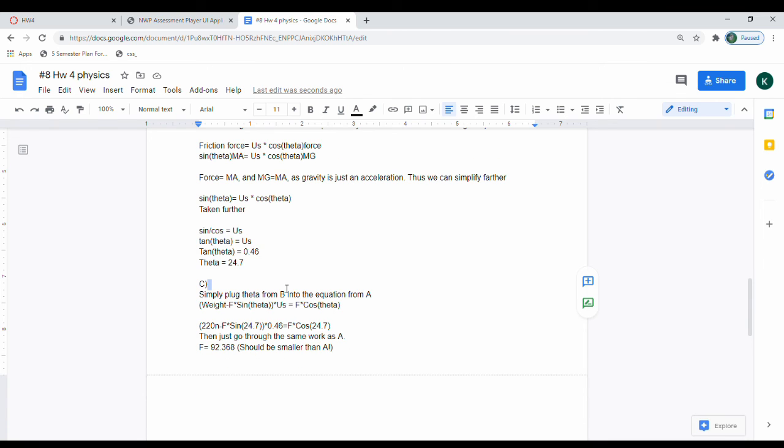Now for C. Luckily C is pretty easy. You just find the theta that you got from B and plug it into the same equation from A, except just plug in the new theta. You should work it out, and you should get a number that is smaller than the number you got in A. Remember, it should be smaller.